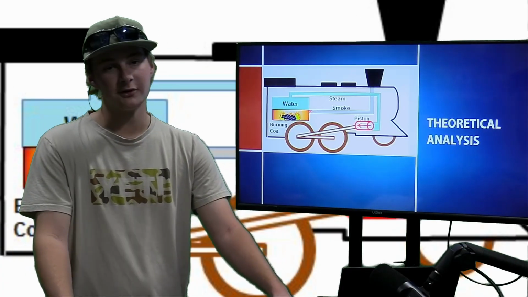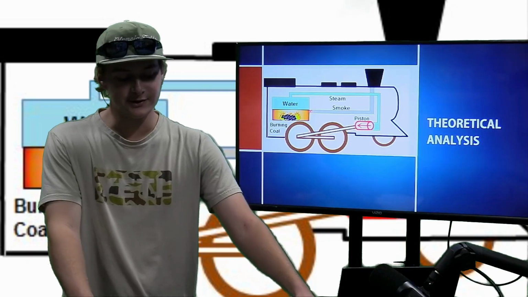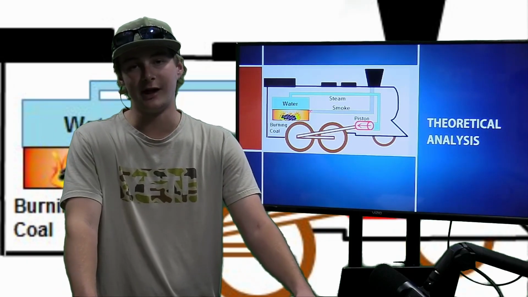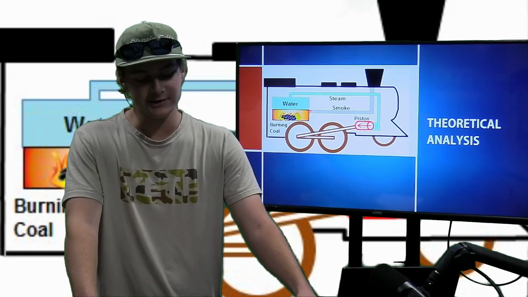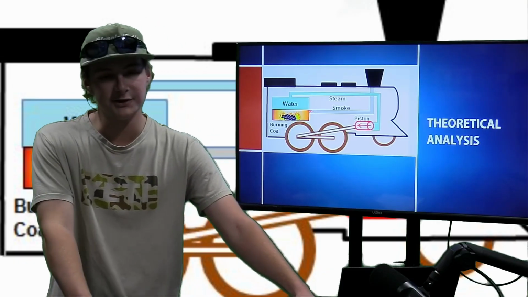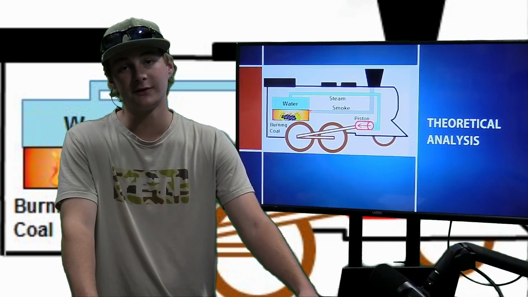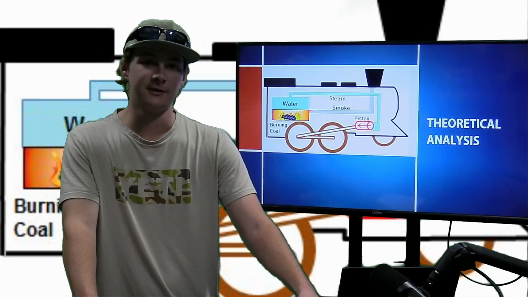The power stroke occurs when the steam enters the cylinder. Steam enters the cylinder and exerts pressure on the piston, allowing it to move. As the steam expands, the piston is pushed away from the cylinder head, converting the pressure energy of the steam into mechanical work. After the power stroke, the exhaust valve opens, allowing the steam to exit from the cylinder.